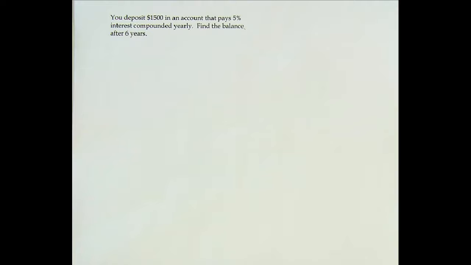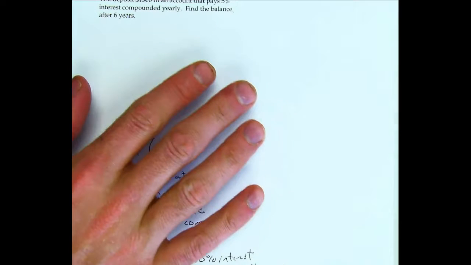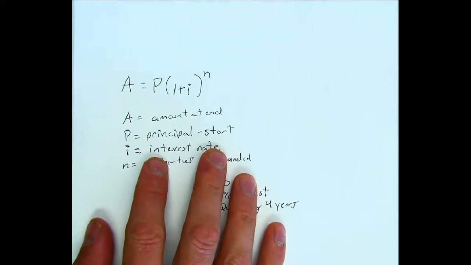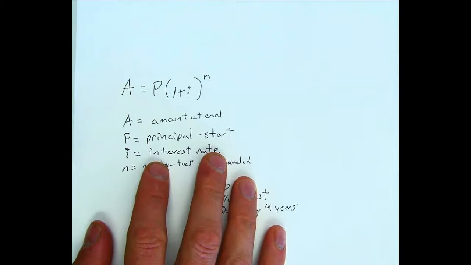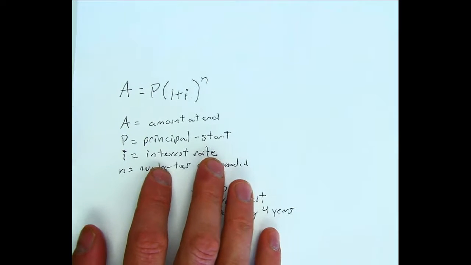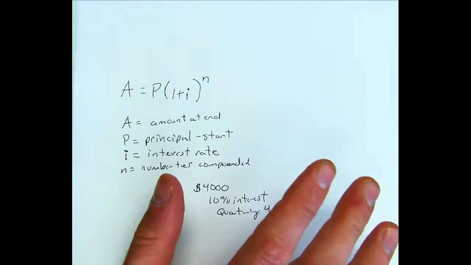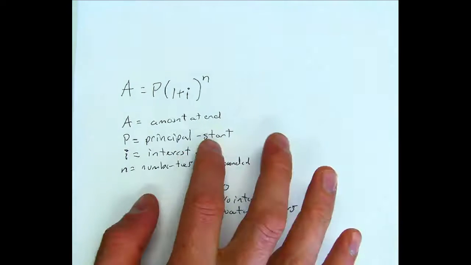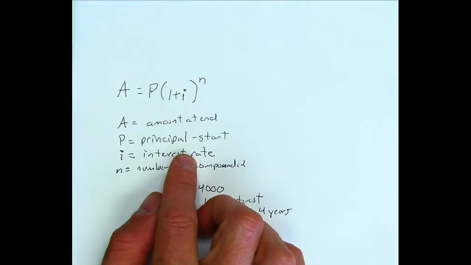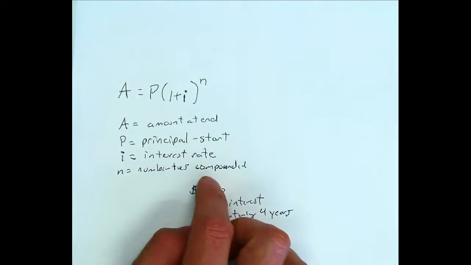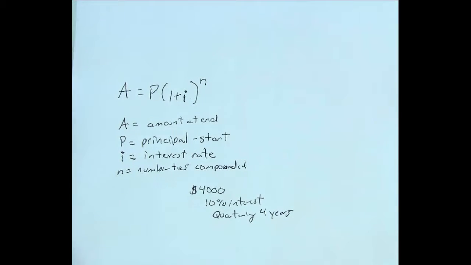Find the balance. So there is a formula you're going to need to follow. So I put it on there. And this is it: A equals P(1 plus I) to the n power. A is the amount you're going to end up with at the end after you invest the money. P is principal, that means what you start with. I is the interest rate, how much you can earn off it. And n is the number of times compounded, so how many times they keep reinvesting it, okay?